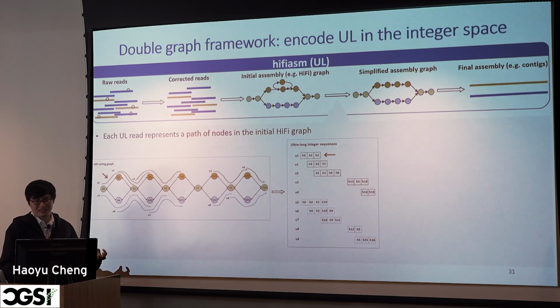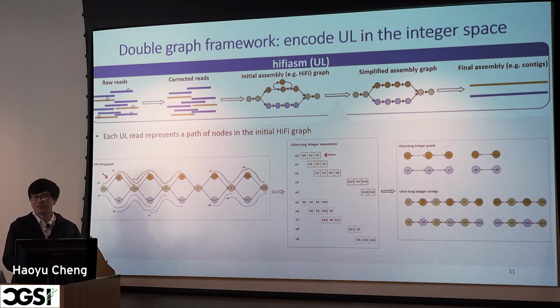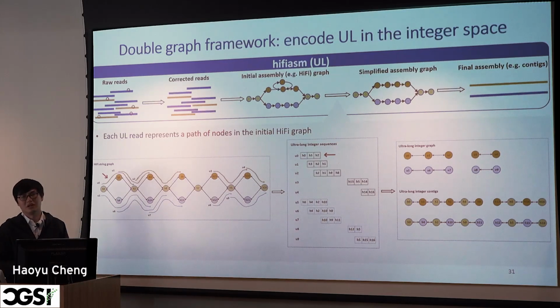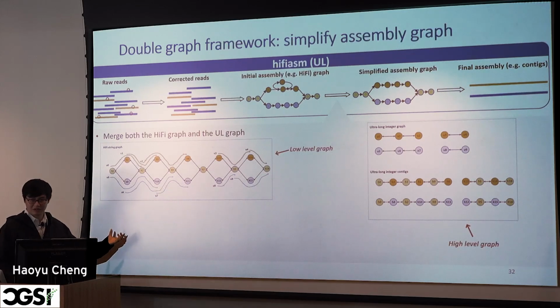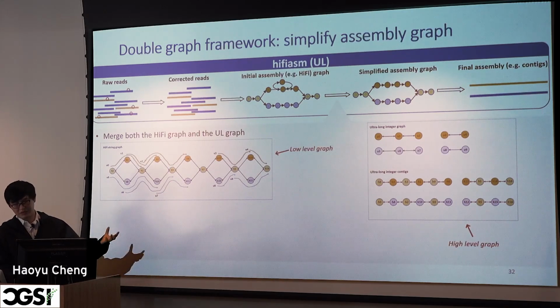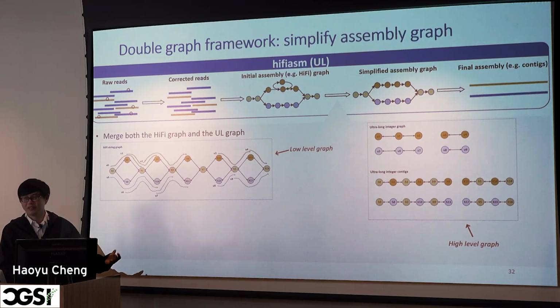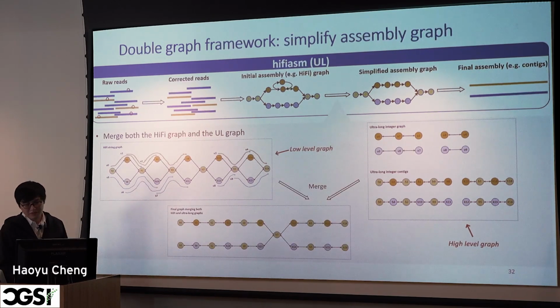After that, we build a new graph on top of this integer sequence. This is very lightweight and easy to calculate. It is more like a downsampling strategy, but it keeps all the necessary information for the downstream analysis. So after that, we have two graphs: one is the low-level graph, the initial graph, and the other is the new integer-based graph. So we can merge both of them.